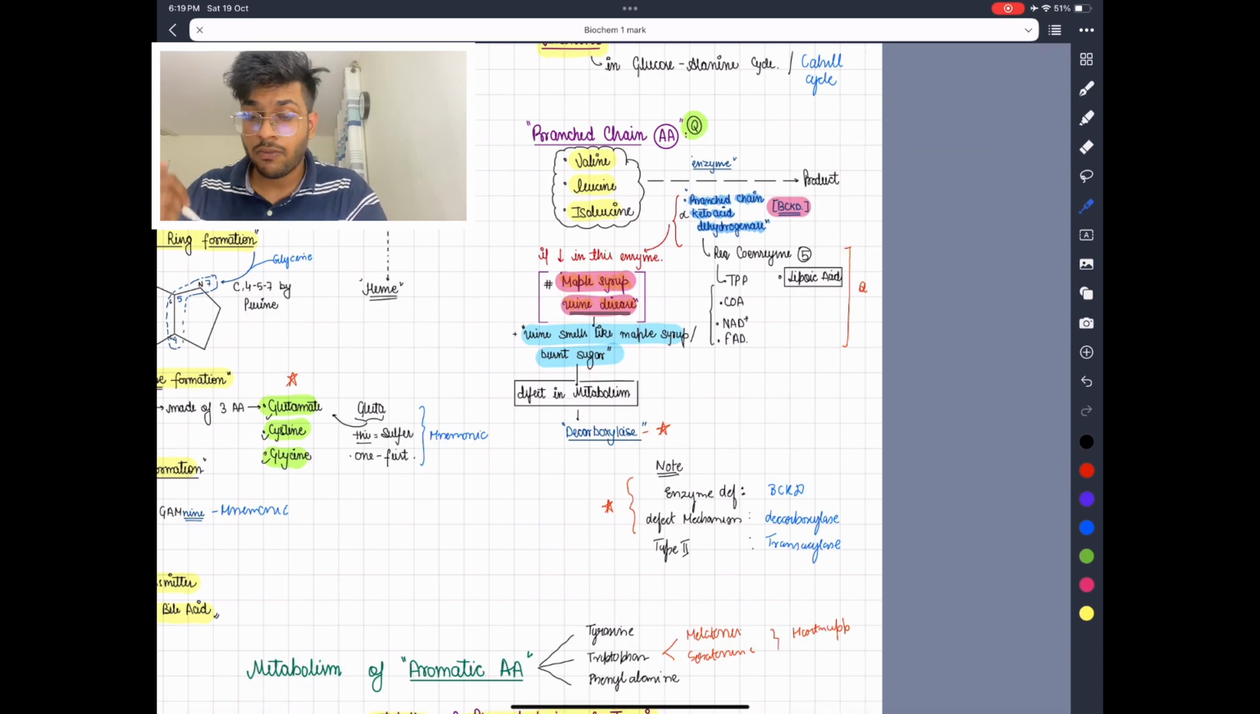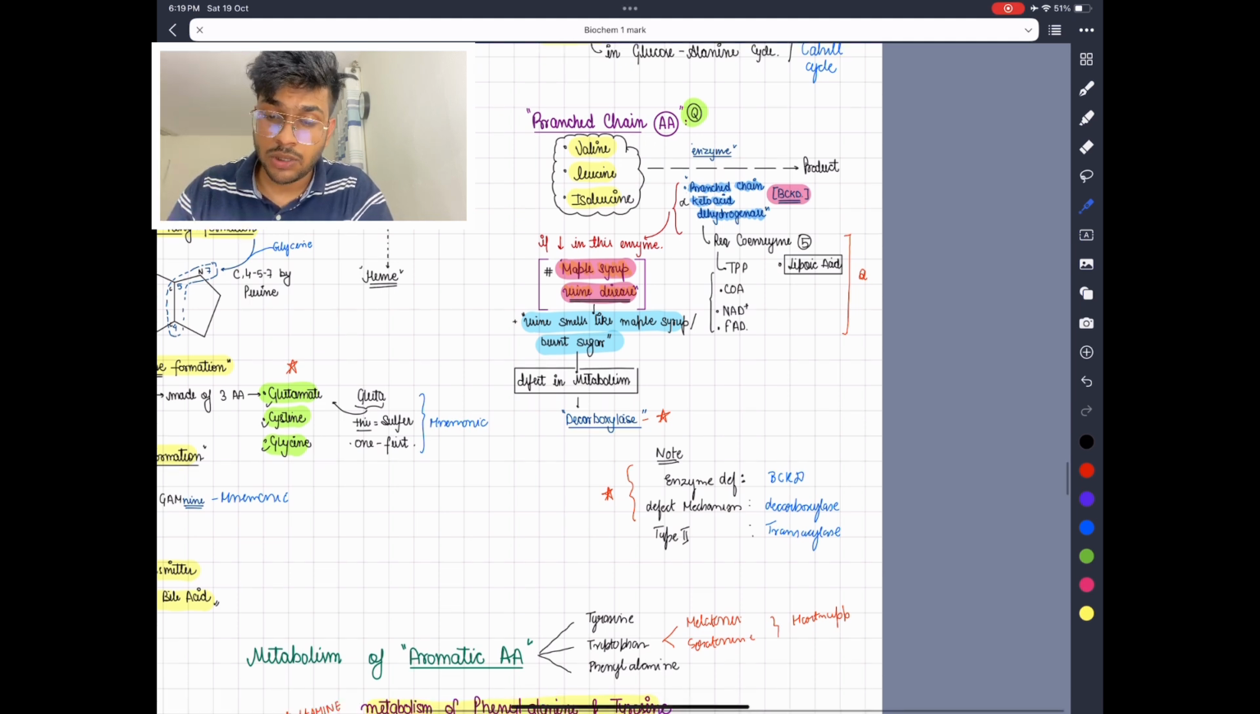Now branch chain, we have valine, leucine and isoleucine. Valine, leucine, isoleucine get converted into a certain product. You don't have to go into depth, but the enzyme which is used to convert this into a product is called BCKD, or Buckard. I remember it as Buckard.